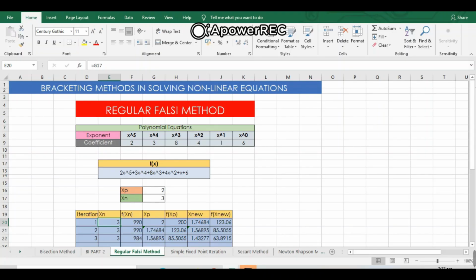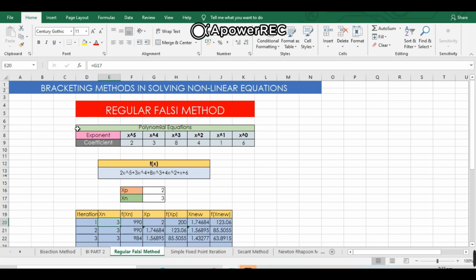We'll be discussing bracketing methods in solving nonlinear equations, the regula falsi method. In this method, it is a numerical method for estimating the roots of a polynomial f(x). A value x replaces the midpoint in the bisection method and serves as the new approximation of a root of f(x). The objective of this method is to make convergence faster and assume that f(x) is continuous. For this template, the scope is up to 5th-degree polynomial equation.